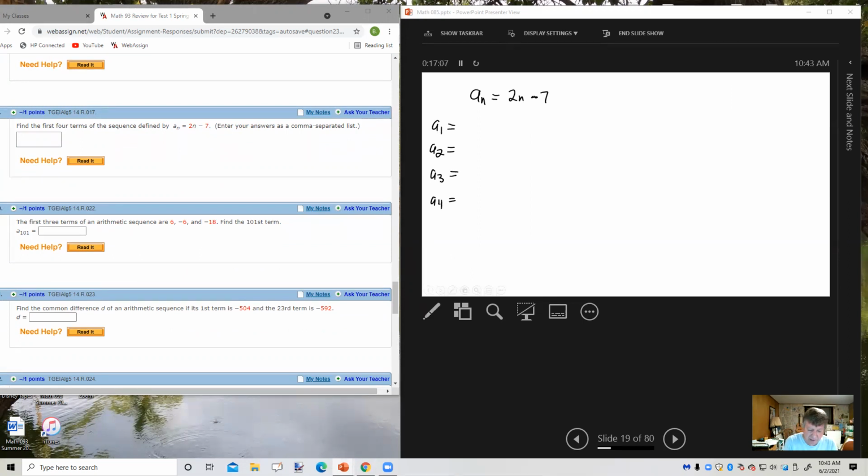So using this specific formula that they've given us, a sub 1 would be 2 times 1 minus 7, which is negative 5. A sub 2 would be 2 times 2 minus 7, which is 4 minus 7, or negative 3. A sub 3 would be 2 times 3 minus 7, which is 6 minus 7, or negative 1. A sub 4 would be 2 times 4 minus 7, or 8 minus 7, or 1.